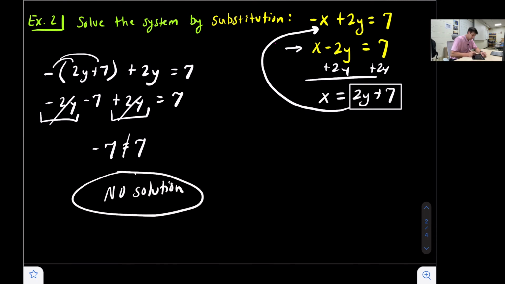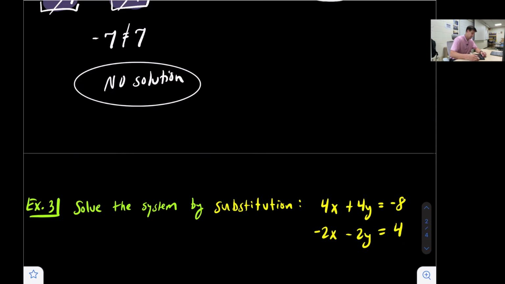Okay, so look what happened. Our variables canceled out, and we're just left with two constants, and they're not equal to each other, so it's no solution. So you might be able to guess what it's going to look like when it's infinitely many. We'll see that here on example 3.